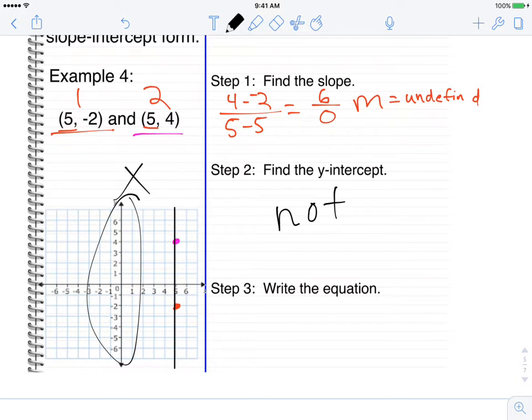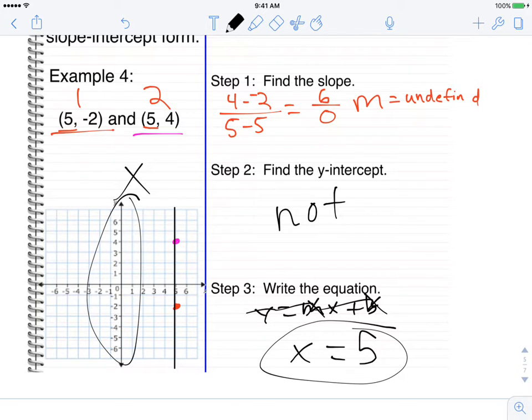Which means, how can I write something in slope-intercept form when I don't have a slope? I've got an undefined slope and I've got no b value. So I have to write something that looks totally different, and that totally different thing is just x is equal to whatever my coordinate is. In this case, it is 5. So my equation here is x is equal to 5.